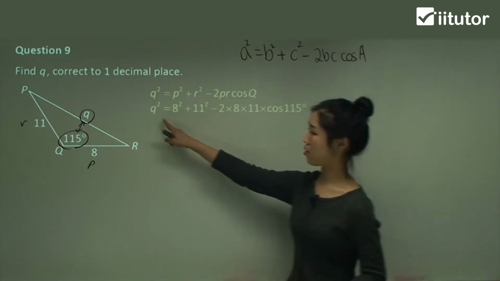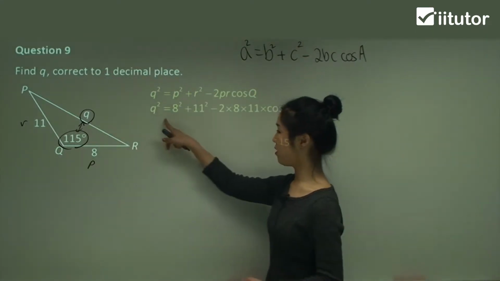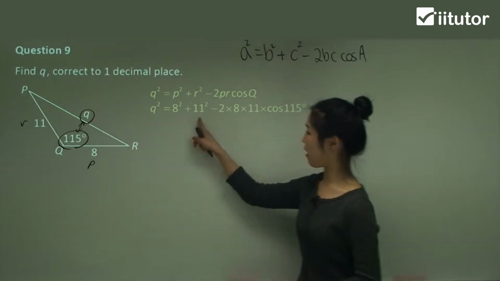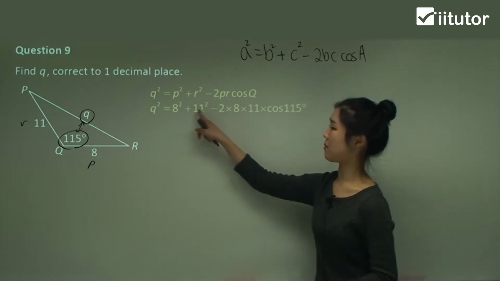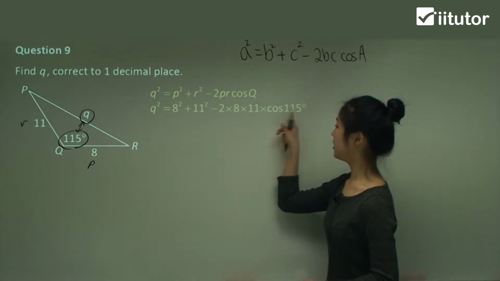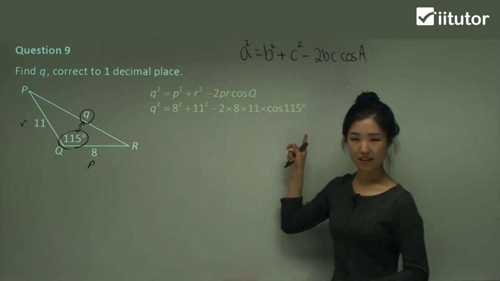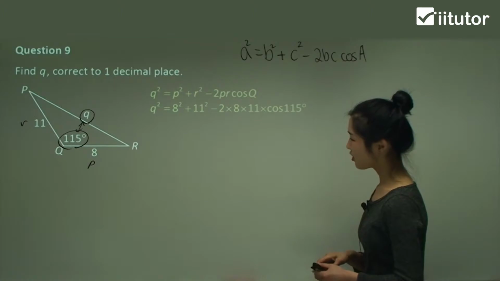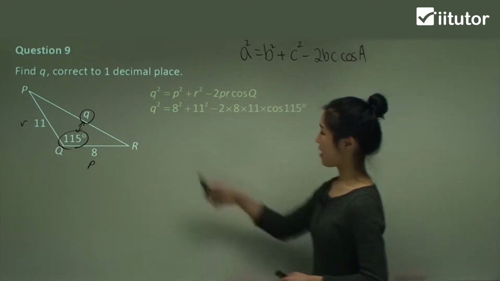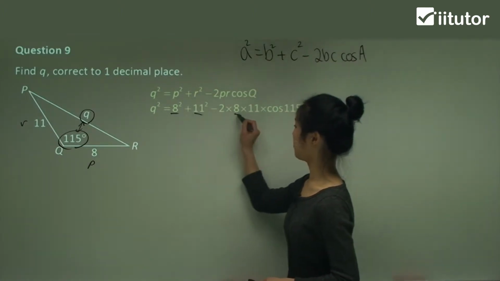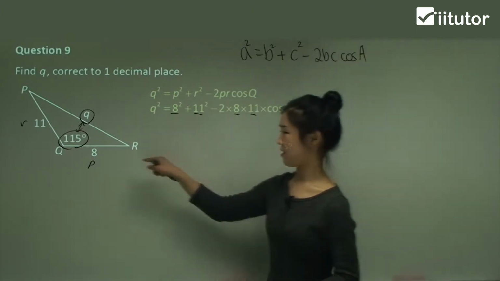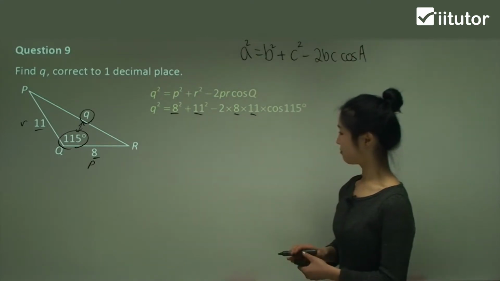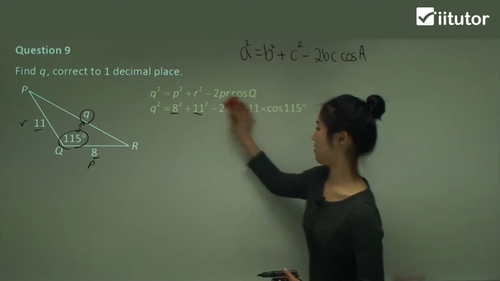So Q squared, Q is still unknown because that's what we're going to be looking for, equals P is 8, so 8 squared plus 11 squared for R minus 2 times 8 times 11, times cos 115 degrees. So see how I did that? So just make sure you get the right numbers in the right place. And these ones are simply, as I said, just the remaining two sides, so 8 and 11, right? So it's not too bad.